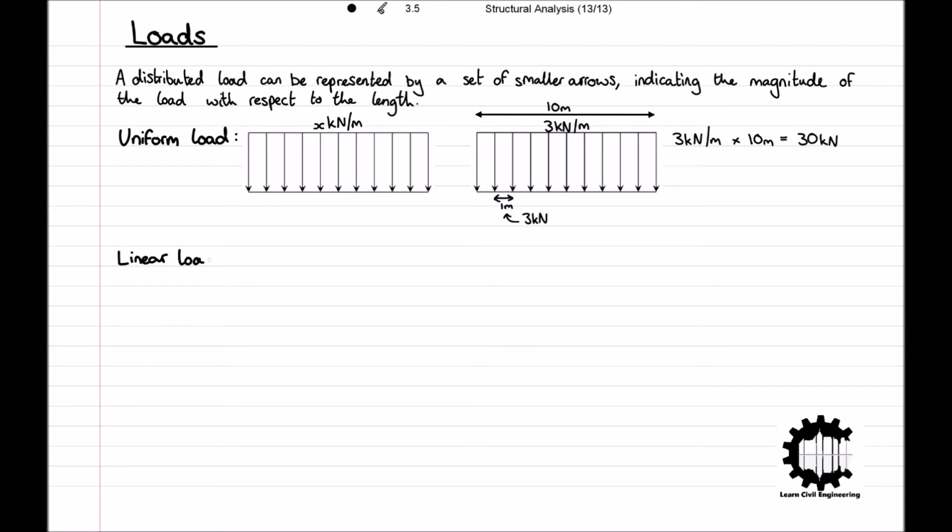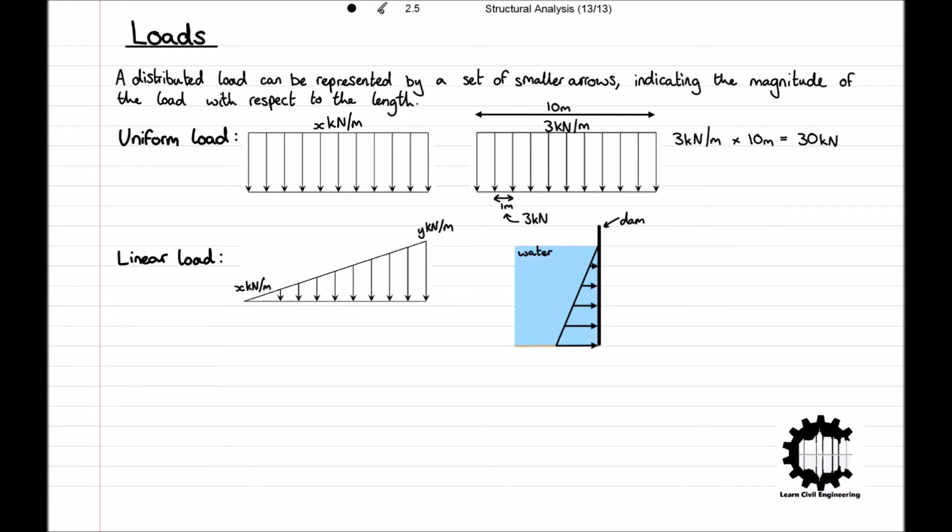Secondly, a linear load is represented by a set of arrows that increase or decrease at a constant rate with respect to the length. To denote a linear load, we require the load at 2 points along the length. For example, the load applied by a homogeneous liquid to the wall of a dam increases linearly with depth. With the load being known at just 1 point, it is impossible to work out the linear distribution of the load. However, knowing the load at a second point allows us to calculate the linear distribution.